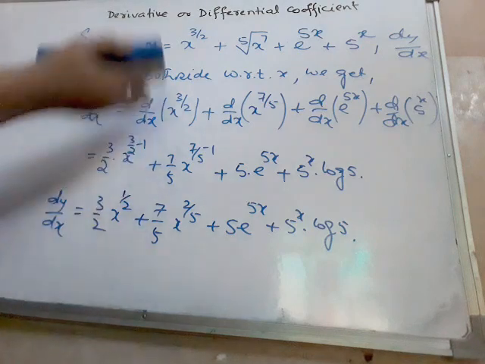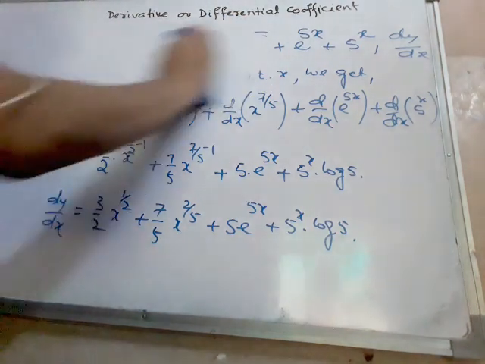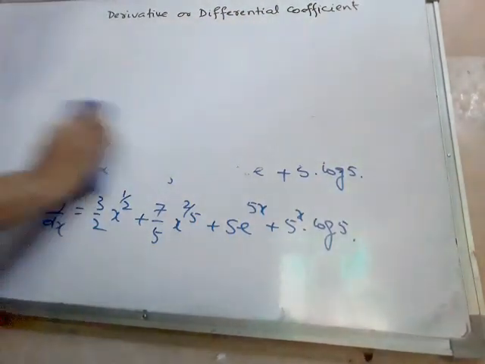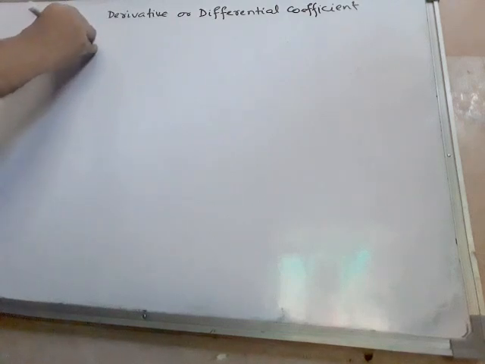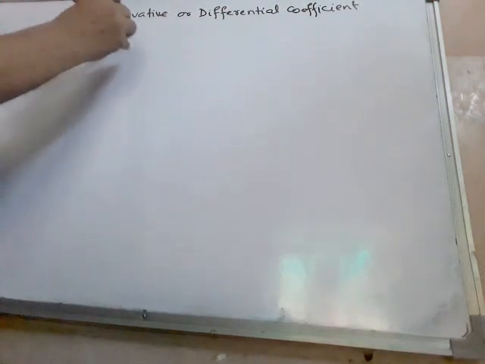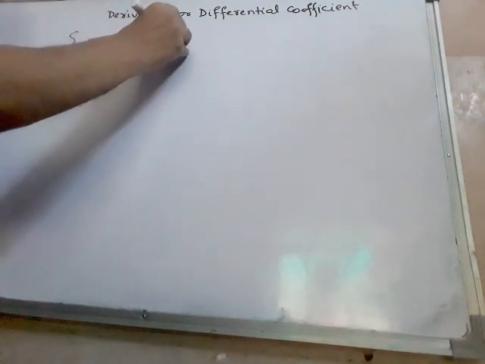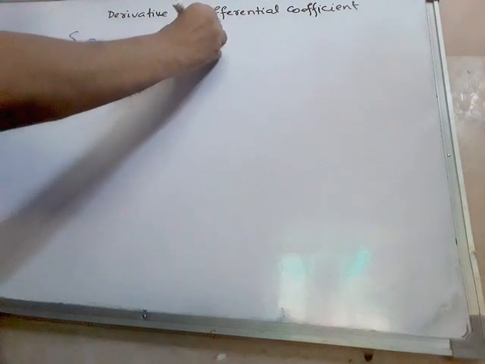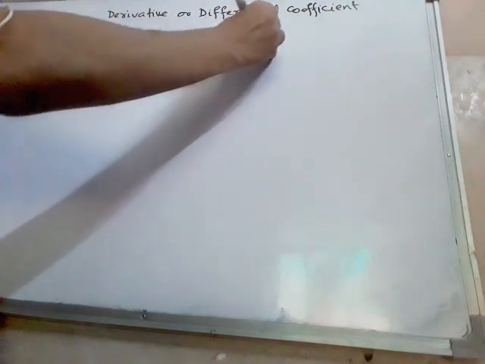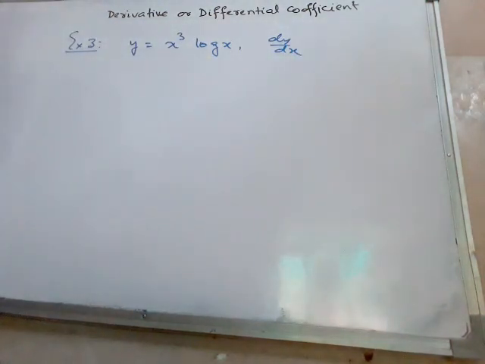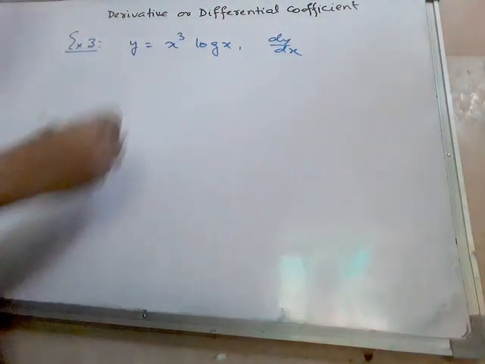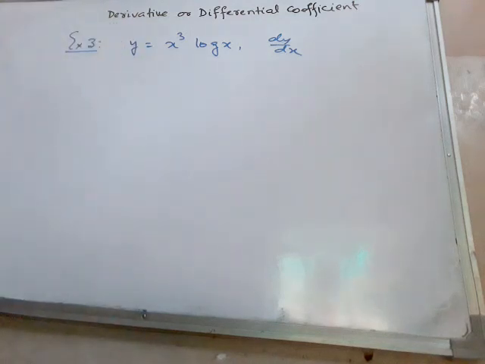Example number 3. Y equal to say x cube log x. Find dy by dx. X cube into log x. These all we have done in class 11. We are just revising.